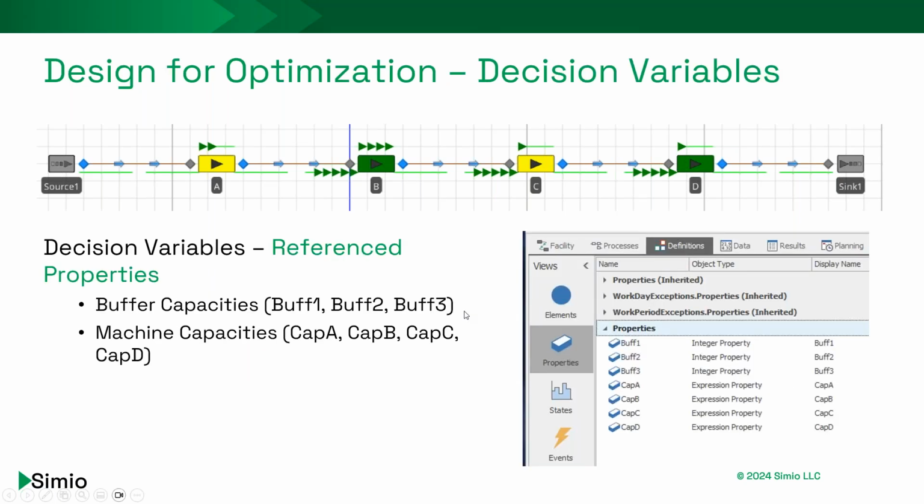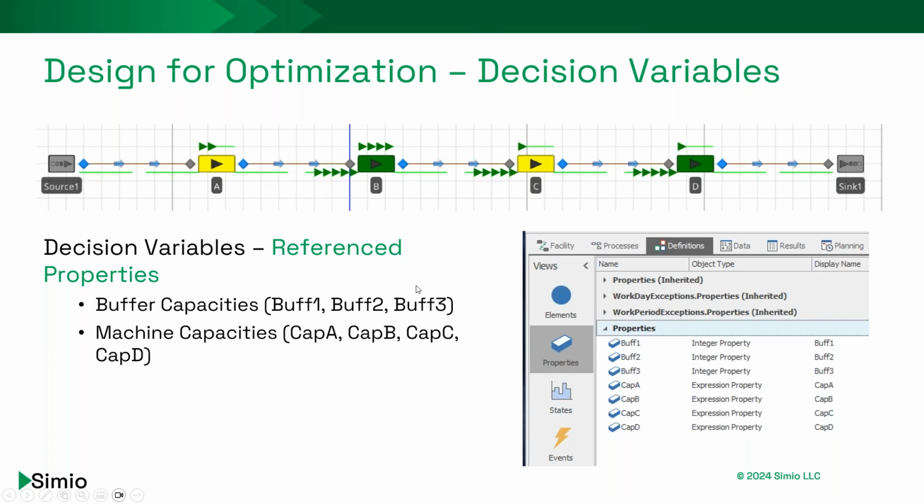So the first step, again, is design for optimization. I have an optimization in mind. In this case, I want to make my resource allocation decision. So from a design perspective, I want to make sure and use reference properties to represent my decision variables. So my decision variables for this optimization problem are my 3 buffer capacities and my 4 machine capacities.